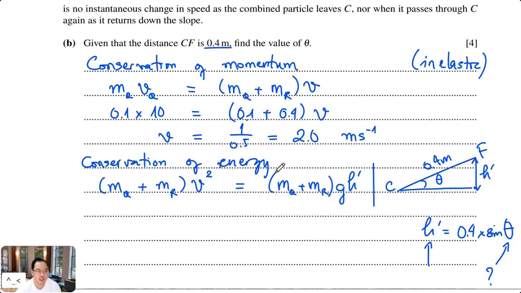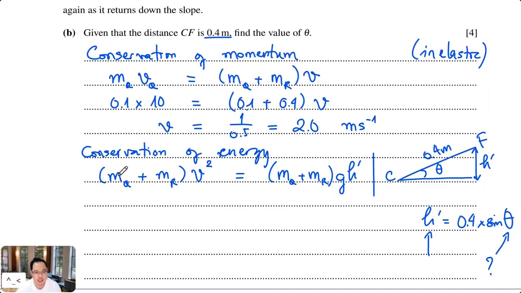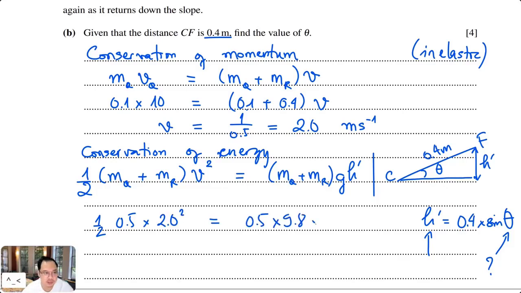Okay. Now, going to the second step. Now, plugging the value of the speed into this equation to find the new height. Oh, sorry, I forgot the 1/2 for the kinetic energy of the system. 1/2 mv squared. So now plugging the value into this one: 1/2, the mass of Q and R combined is 0.5 kilogram. The speed here is 2, square it. And the mass here is still 0.5, g is 9.8, and the new height.